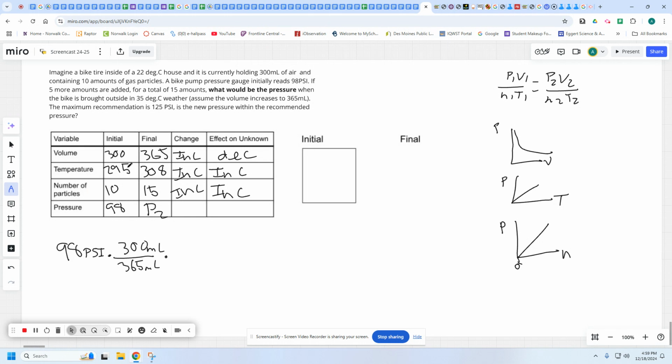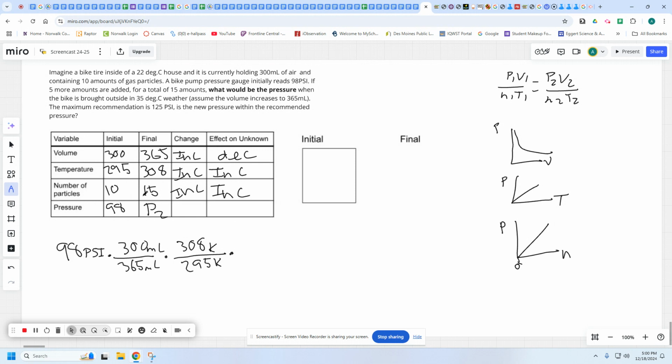I'm going to make a relationship now out of the temperature changes. We said that it's got to increase the pressure, this change in temp. So now I'm going to put the 308 in the numerator because it's the larger number of the bunch, and it will give me a larger effect and lead to an increase in pressure. And that's in Kelvin. And then in the denominator, I'm going to put 295 Kelvin. And the temperature ratios are done now.